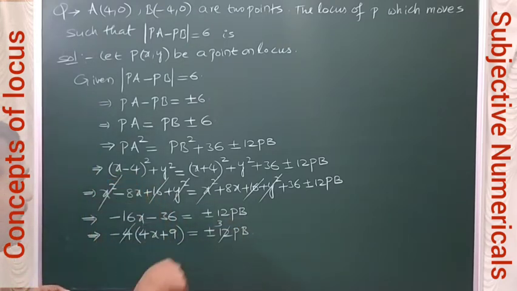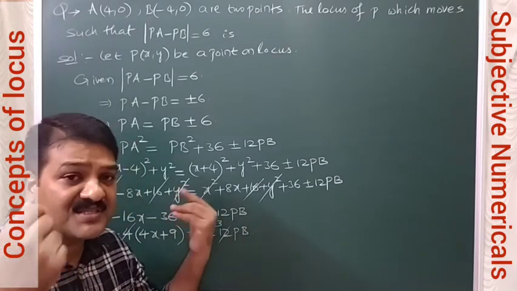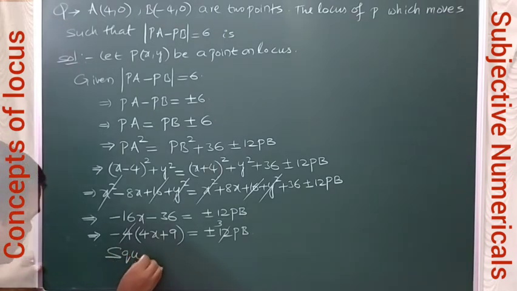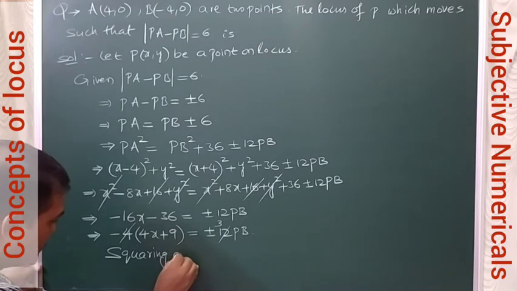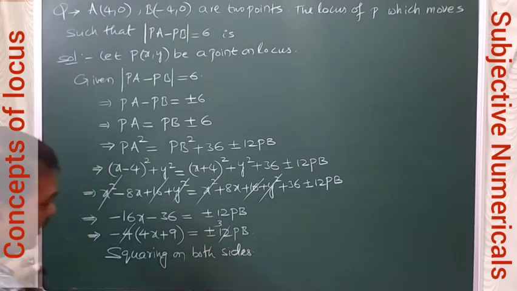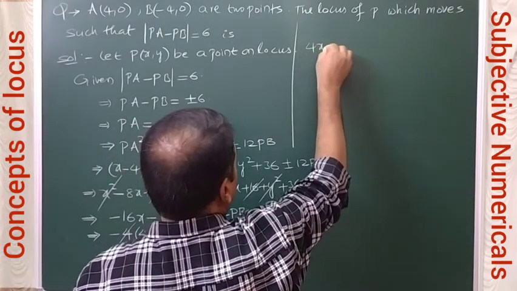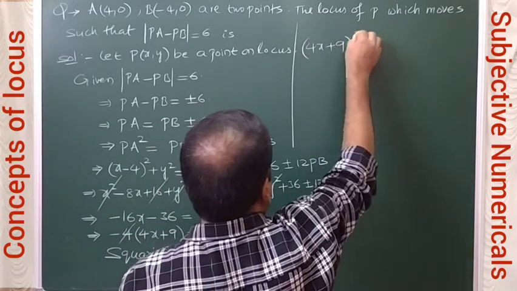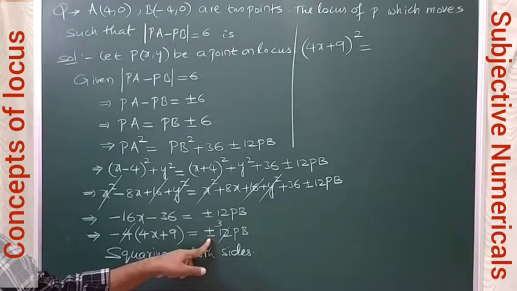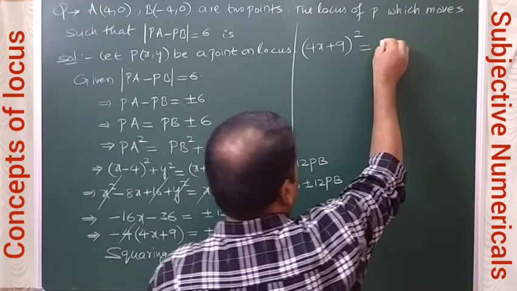Now if we do squaring on both sides, here PB square will come. That means the square root is eliminated. So again squaring on both sides. In the LHS this minus is eliminated. So squaring on both sides means (4x plus 9) whole square will be equal to the RHS side. This plus or minus also we can remove because squaring means even minus becomes plus. So 9 PB square.